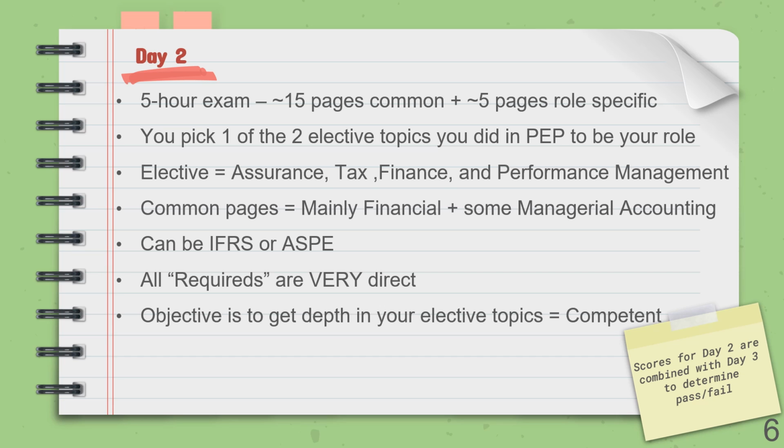Anyways, the case is going to be about 20 pages long. 15 of them are going to be common pages, which means everyone writing the exam is going to have the exact same pages. And then about 5 of them are going to be role specific. That depends on one of the 2 electives that you've selected as the role that you want to be. That can be assurance, tax, finance, or performance management, depending on what you chose. For the common pages, they mainly test you on financial accounting, but they can also test you on managerial accounting as well. And of course, it could be IFRS or ASPE.